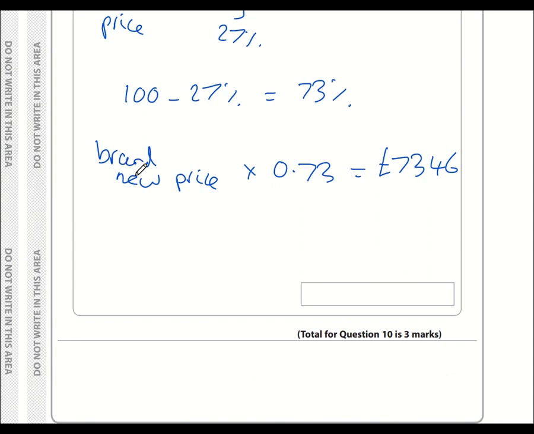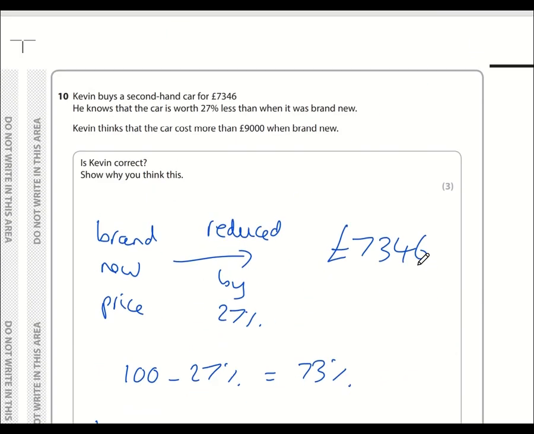So all we need to do here is work the calculation backwards. So if the brand new price multiplied by 0.73, this is the multiplier for the 27% reduction, equals 7,346, then 7,346 divided by 0.73 will take us back to the brand new price. And the brand new price is therefore £10,063. And I've forgotten what the original question was.